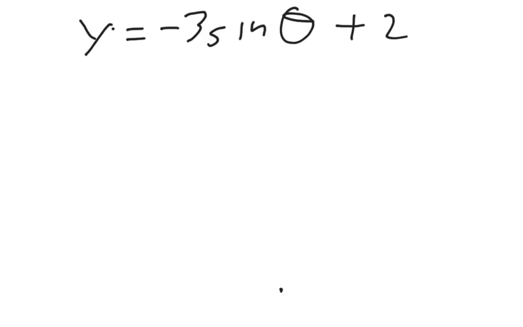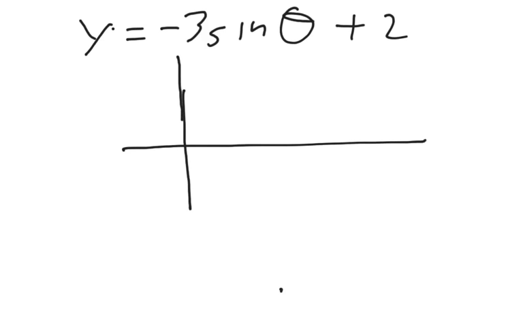Alright, we're going to do a couple graphing problems here. On this particular one, you have y equals negative 3 sine theta plus 2. Because this is my vertical shift of plus 2, I'm going to make my midline at 2. Since my amplitude is 3, 2 plus 3 equals 5, so I move that up.